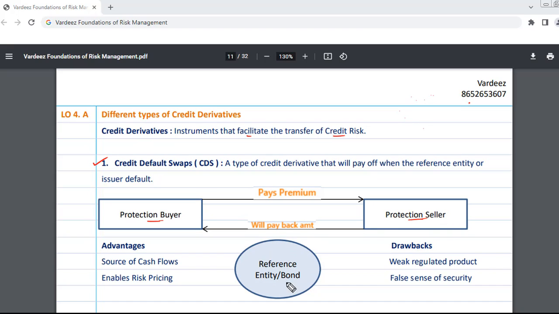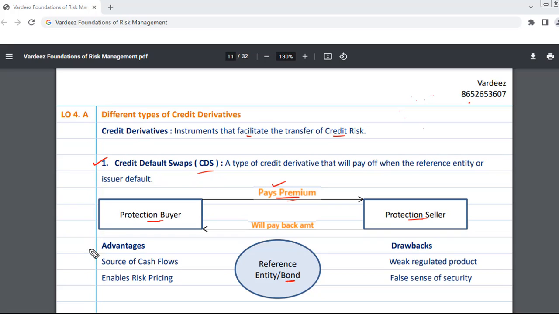And here I have this reference entity or a bond. Now consider this example: I have this particular corporate bond and I feel that within the next 6 months or 1 year down the line, this bond will default. So I'll go to this protection seller, I'll pay him the premium, and in case of a default, the protection seller will pay me back. If nothing happens, then the protection seller will keep this premium for assuming this risk on this particular bond or reference entity. So that's how the credit risk has been swapped from the protection buyer to the protection seller, and that's why we call this a credit default swap.